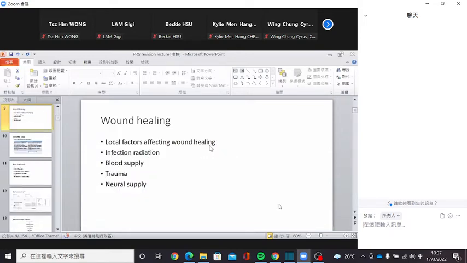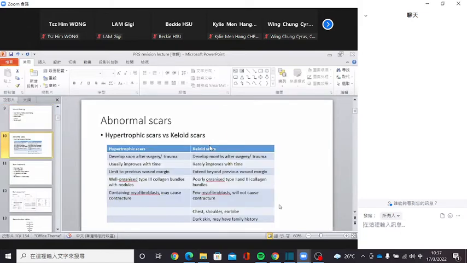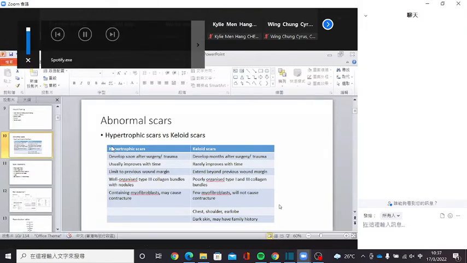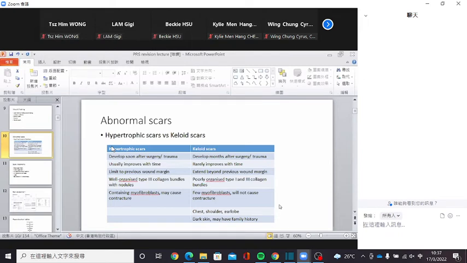So apart from systemic factors, there are some local factors affecting wound healing as well, namely infection, radiation, the blood supply, like peripheral vascular diseases, trauma, neural supply. So when a wound is healed, a scar is formed, but there are some abnormal scars, the two most common ones being hypertrophic scars and keloid scars. So this is a table summarizing the difference between a hypertrophic scar and a keloid scar. So for hypertrophic scar, they develop right after the wound is healed. However, for a keloid scar, there could be a few months of latency period after the initial trauma.